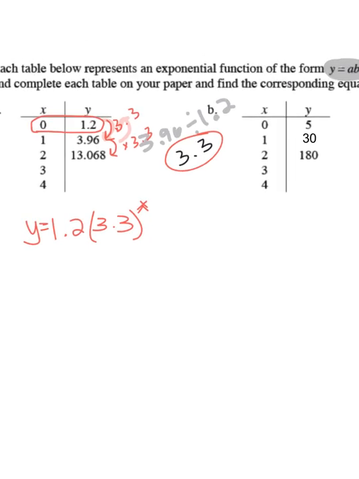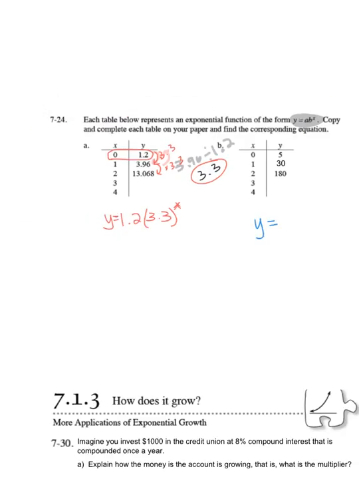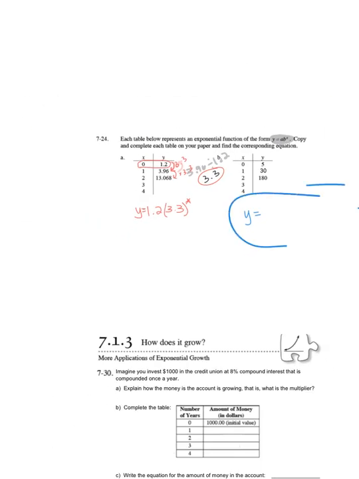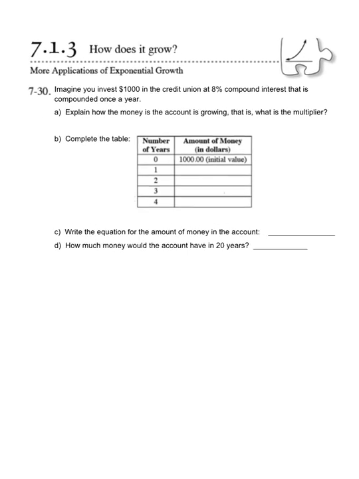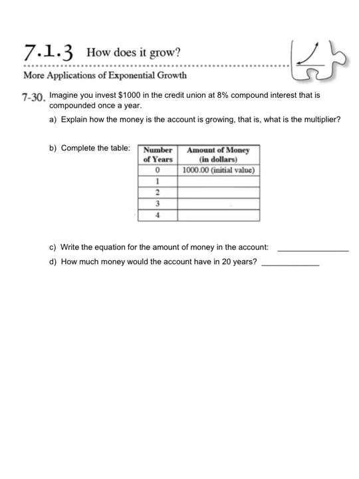You can do the second one, problem B. Find the multiplier and write the y equals equation. The new skill is using a percent growth.